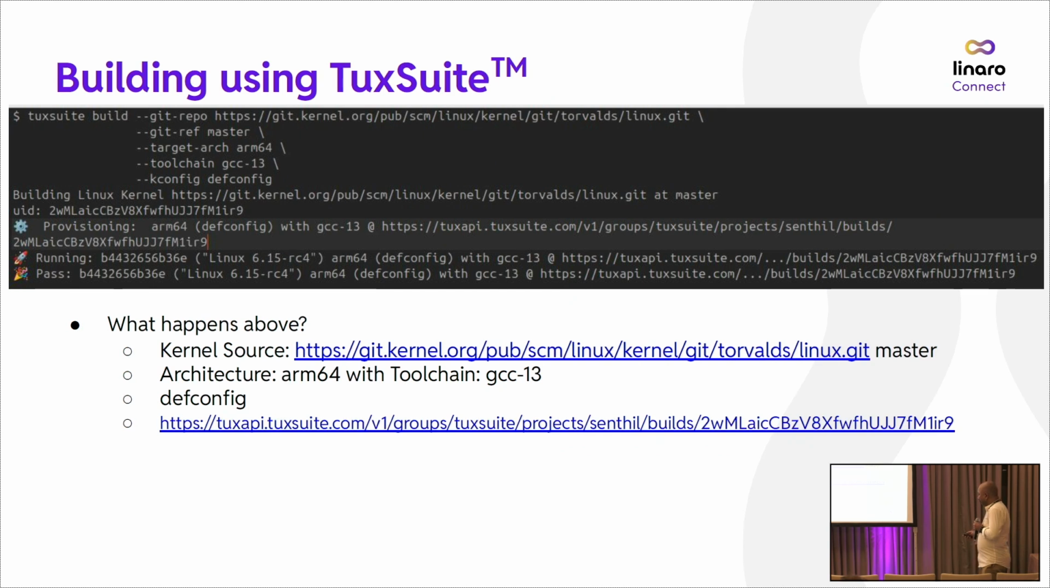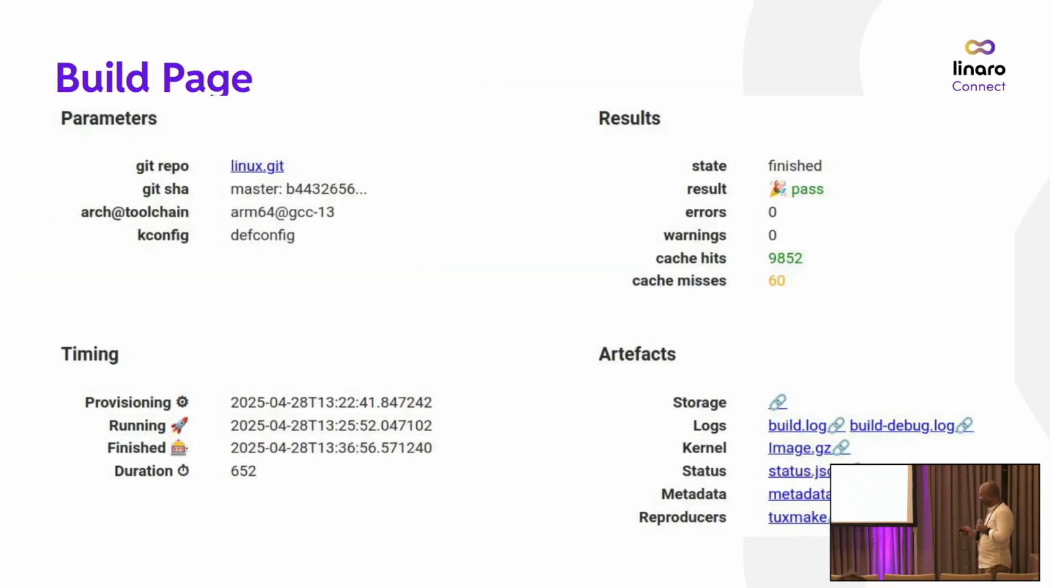Once this build is done, we have this URL which is being produced here. What that URL contains is these different parts as part of this page. This is a build page which we have. We have 4 different sections, that is parameters, results, timing, and the artifacts. In parameters, as I said, this shows what are the different parameters which we used for this build, and the results is whether the build passed or finished.